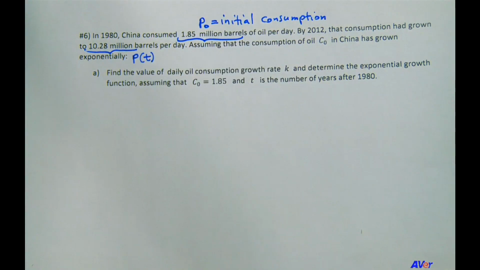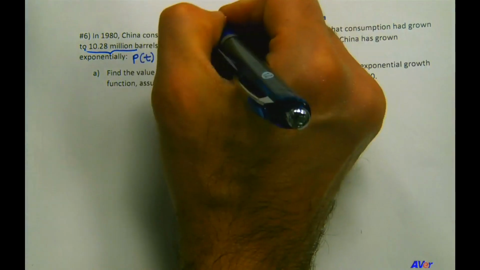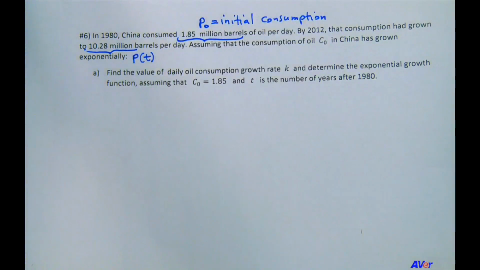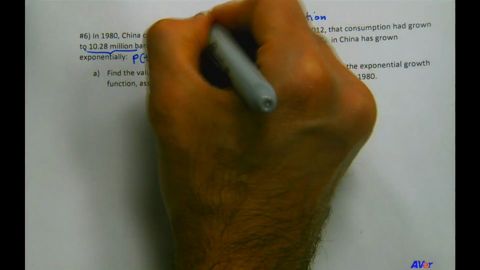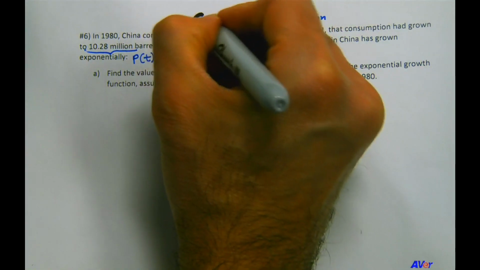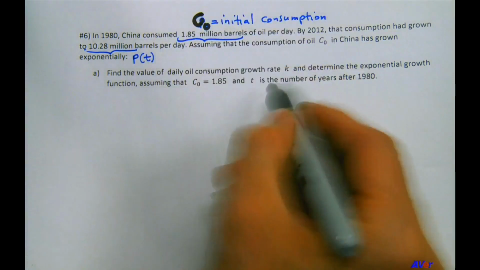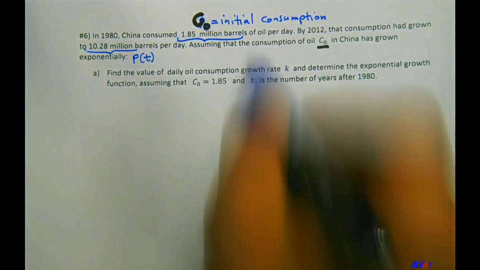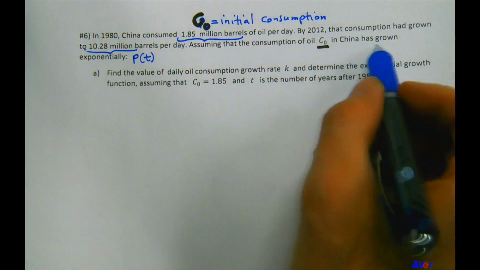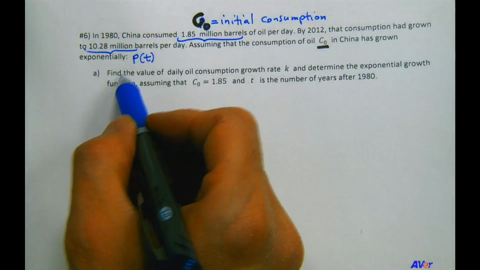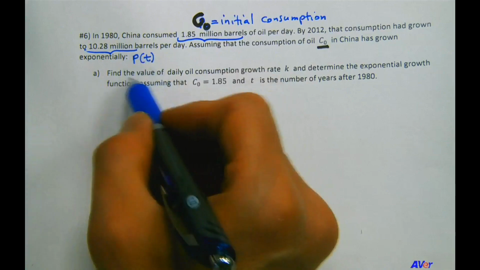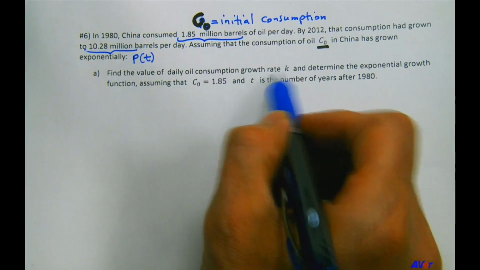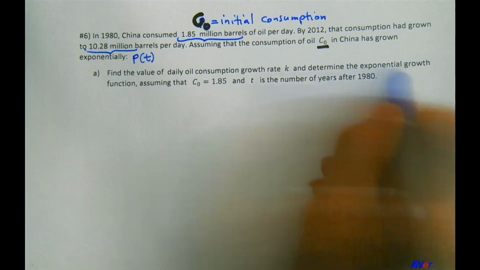Okay? Assuming that the consumption of oil, they call it C naught, so let me call that also C naught. So I'm going to correct that with my thick pen here. I'm going to say C naught. Okay? I want to be consistent with that. Assuming that the consumption of oil in China has grown exponentially, and that's continuous exponentially, find the value of the daily oil consumption growth rate K and determine the exponential growth function.